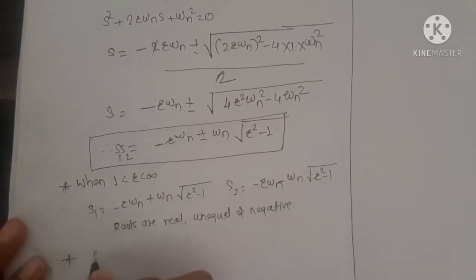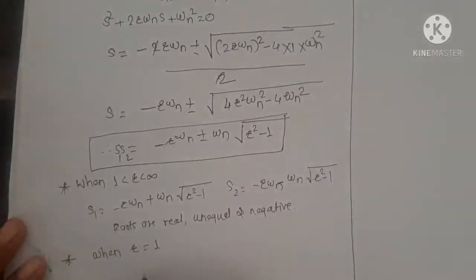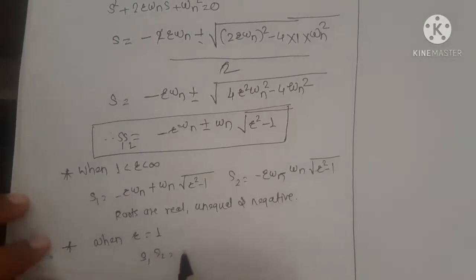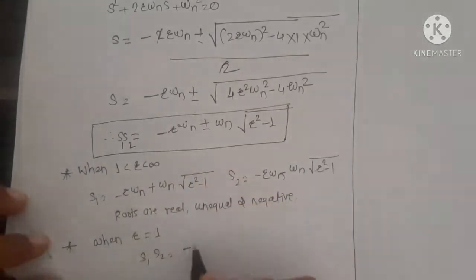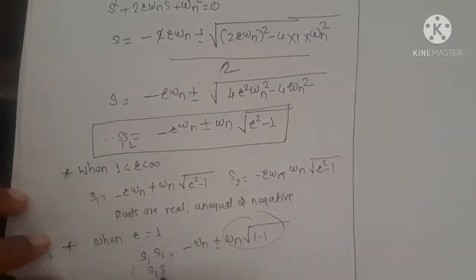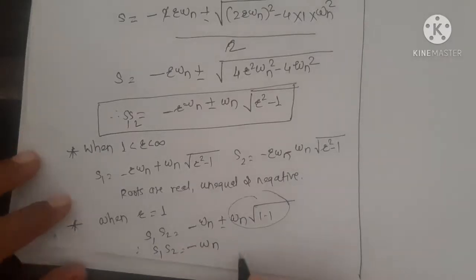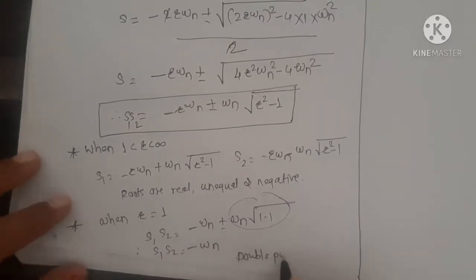Now the next condition is when eta value is 1. So simply put eta value 1 in the given equation. So S1, S2 will be minus, here eta becomes 1, so only omega n will come, plus minus omega n under root 1 minus 1. So this whole term becomes 0 and the two poles S1, S2 are equal to minus omega n, meaning double poles are obtained at minus omega n.